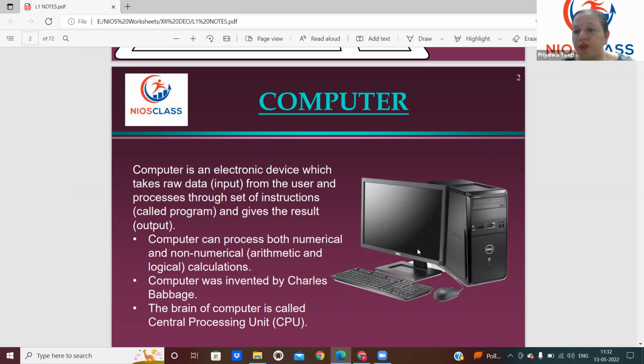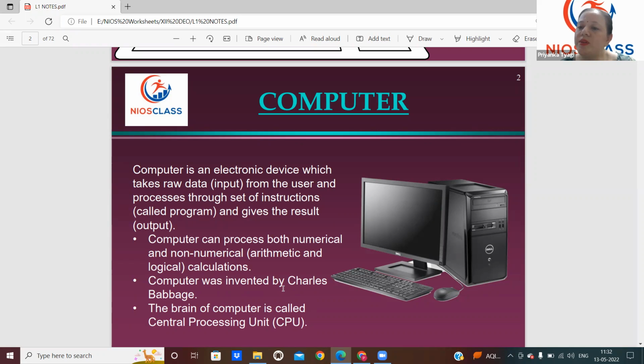Now a computer is an electronic device which takes raw data. What is raw data? Any random raw information or facts from the real world, or from the user, from any source. So the computer internally processes that data and converts it according to instructions, and those instructions we normally call a program, and it gives back a result to the user. A computer can process both numerical and non-numerical, that is alphanumerical data, any type of data, including special characters.